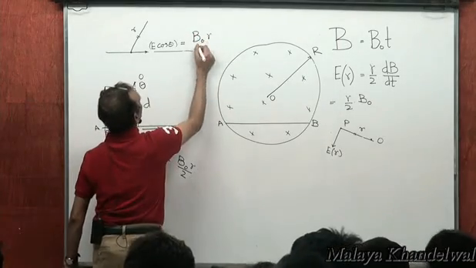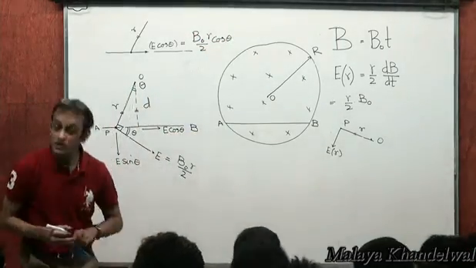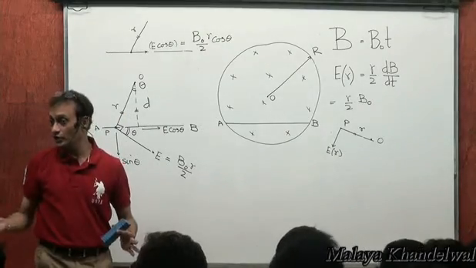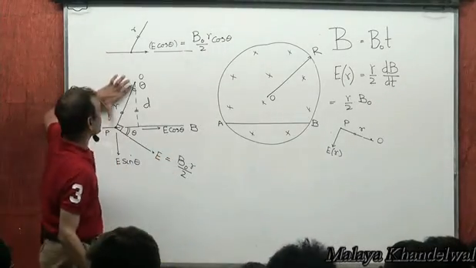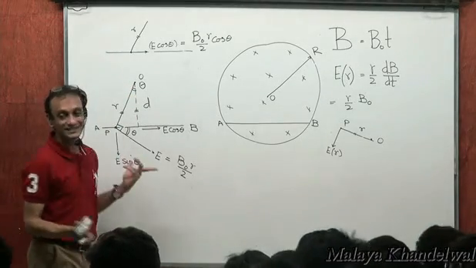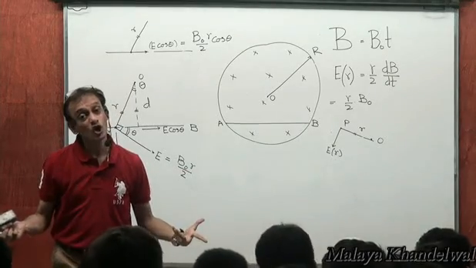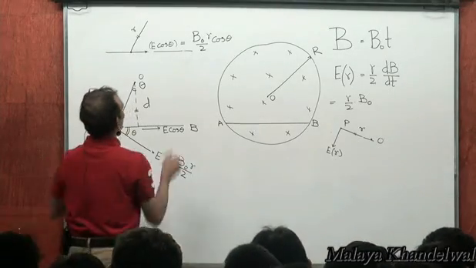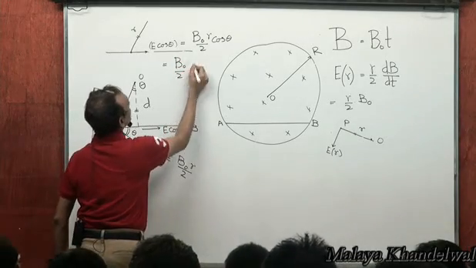B naught r by 2 cos theta. That's a component of the electric field which is participating in producing EMF in the rod AB. Now, what is small r cos theta? Small r cos theta is D, which is the same for all P's. Yes or no? So, this is like B naught by 2 into D.